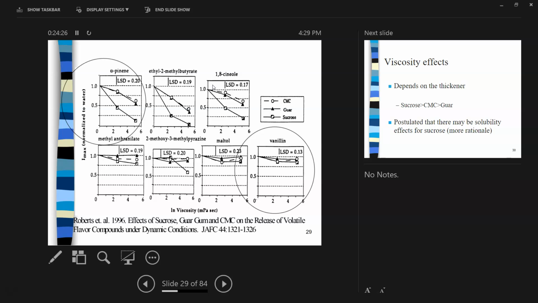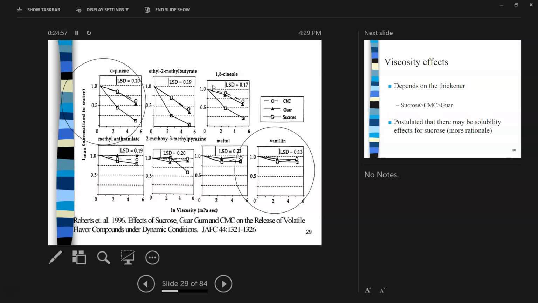And so this is a plot where Deborah made up three different viscosity levels, looking at the volatility of that chemical in that solution. So this is no sucrose, no carboxymethyl cellulose, no guar. We have this volatility, this contribution to sensory perception. Then all of these now have a different viscosity.